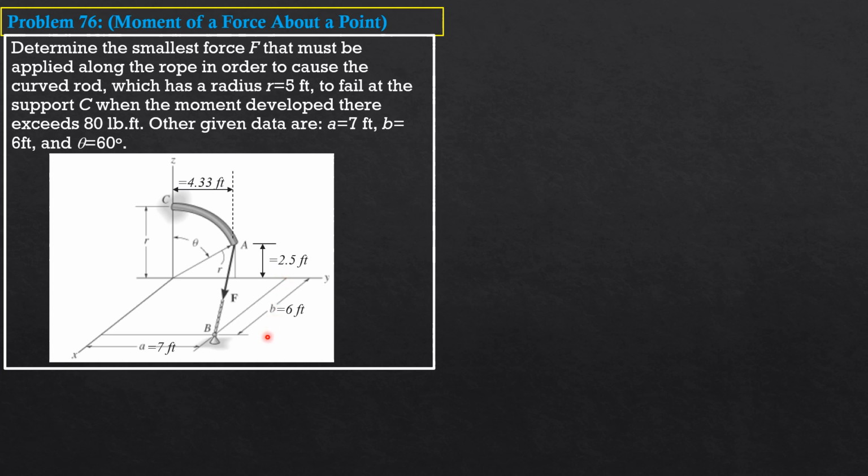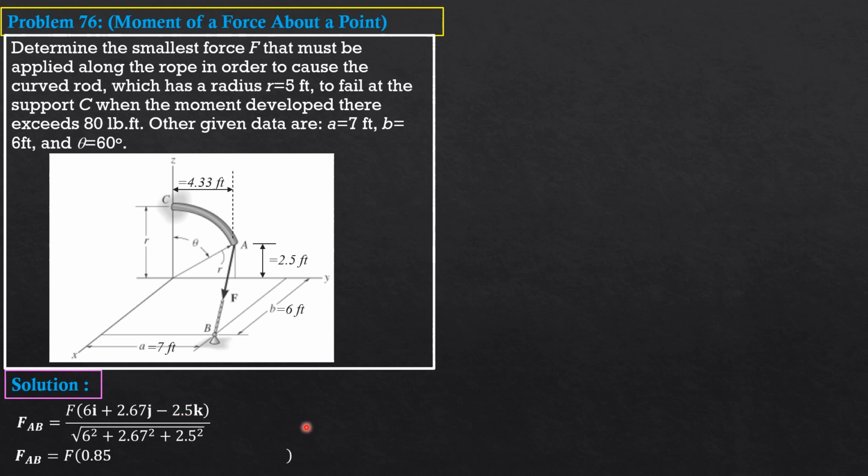So let's draw a box. F_AB therefore is 6i along x, then along y 2.67j. 2.67 is 7 minus 4.33. Then along the z-axis is 2.5 downward, so negative 2.5k, over the distance square root of 6 squared plus 2.67 squared plus 2.5 squared. So F_AB is equal to F times 0.8538i plus 0.3800j minus 0.355k.